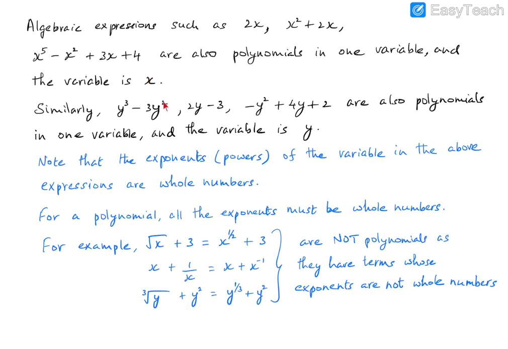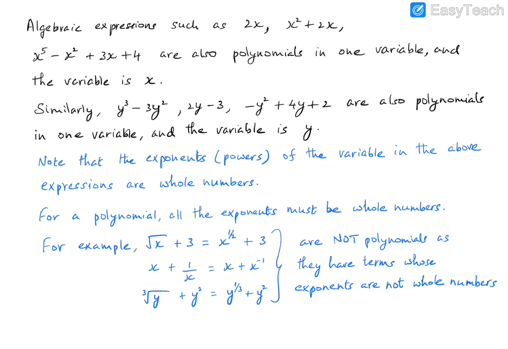Similarly, in this particular case, we have more terms, but the variable is a single variable, which is y. Here also the variable is a single variable, which is y. Here also it's a single variable, which is y. So all these are examples of polynomials that contain only one variable. The number of terms may differ, but the number of variables in all these cases is just one variable. Therefore, these are polynomials that contain only a single variable.